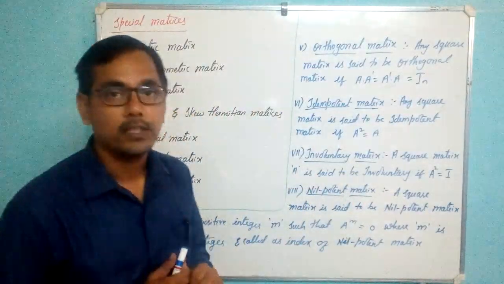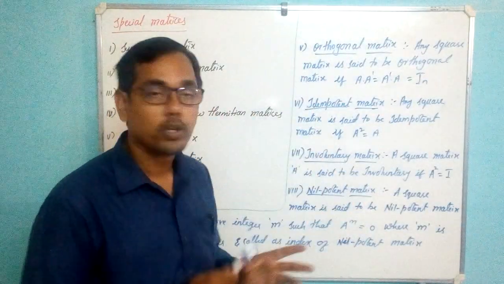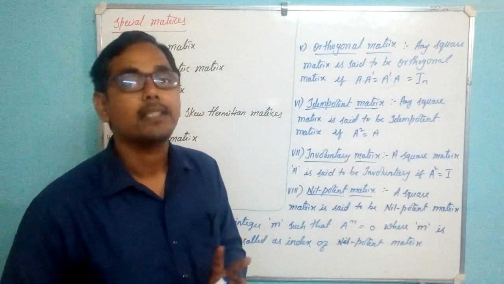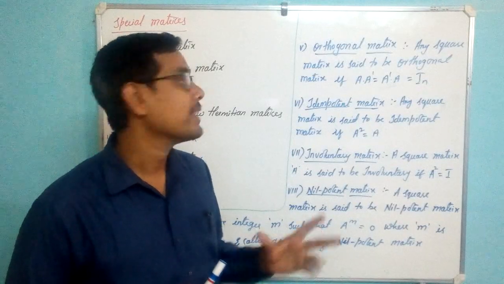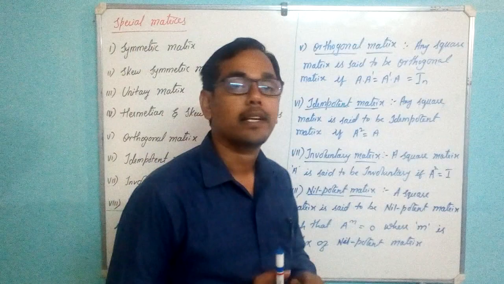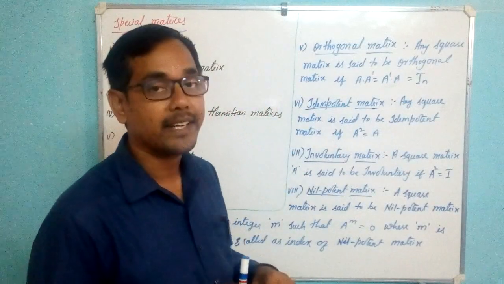Involutory matrix. So what is an orthogonal matrix? Where A into A dash is equal to A dash into A is equal to In, where n is the order of the identity matrix. Then what about an idempotent matrix? A square is equal to A, that is an idempotent matrix.